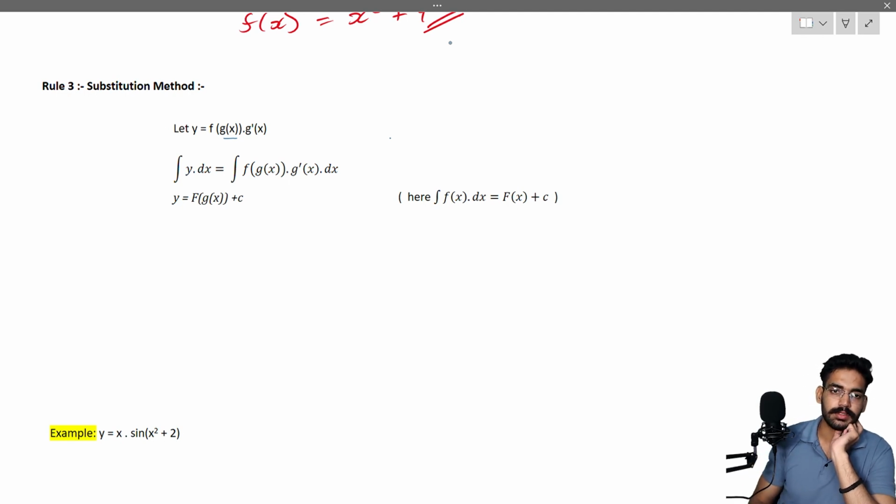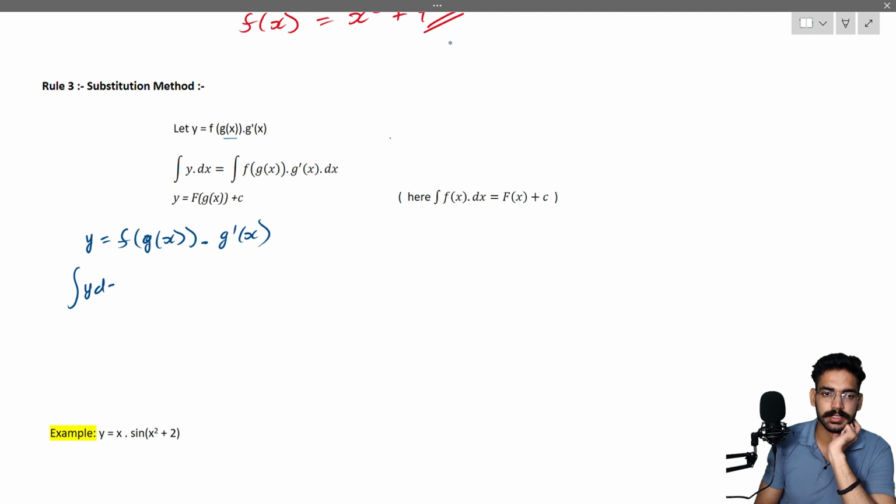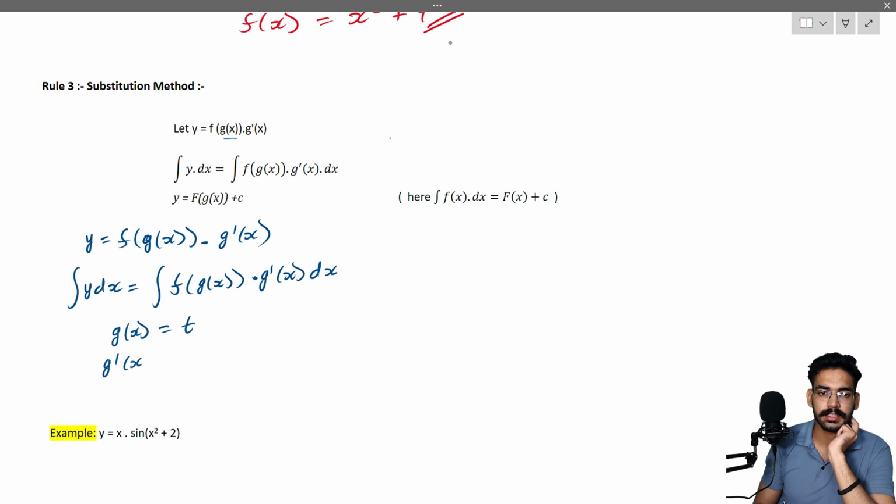How to prove this? In this function, first write down y equal to f of g(x) into g dash x. You want to do the integration, right? So let's do the integration of y dx: integral of f of g(x) into g dash x dx. Now I'm saying put g(x) as t. So you differentiate this, and what you got? g dash x dx is equal to dt, right?